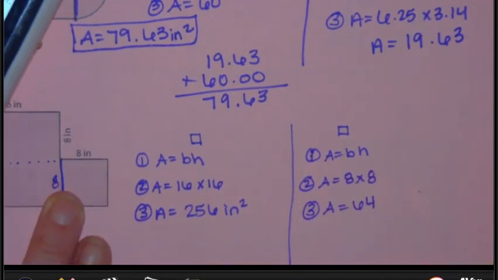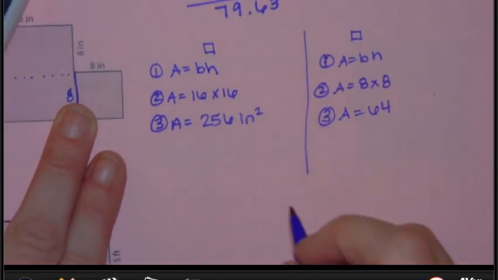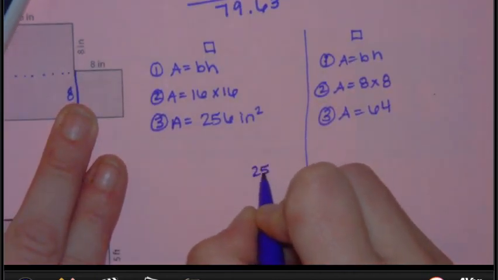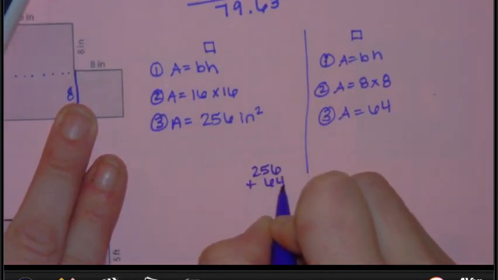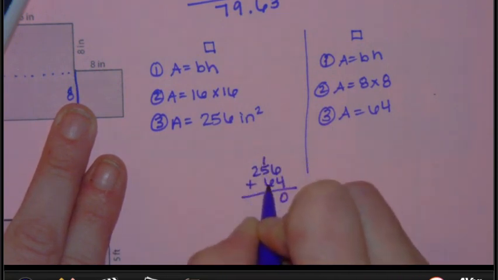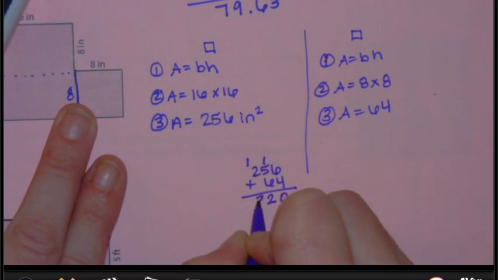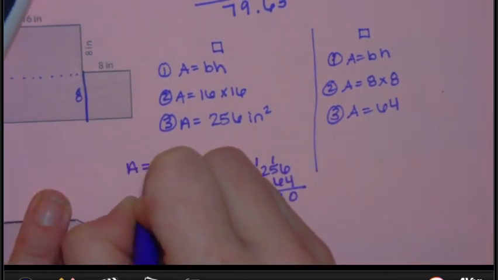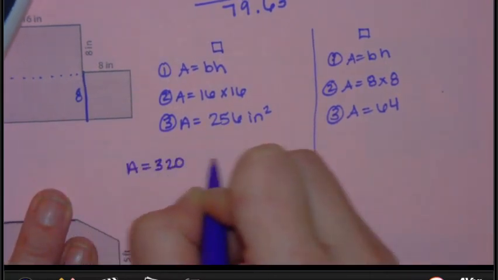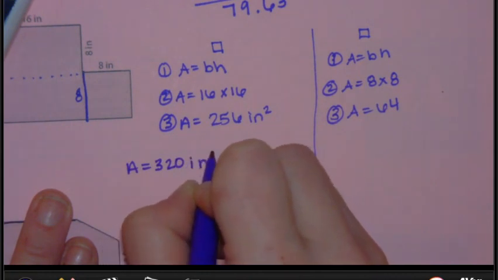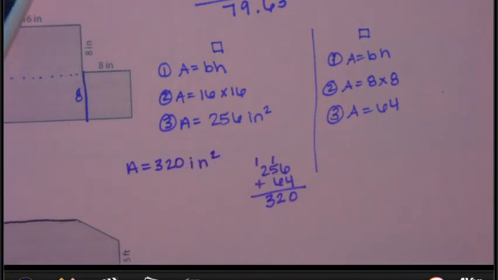And I have two figures, and they're both shaded, so I'm going to add these two numbers together. So I'm going to have 256 plus 64. Well, 6 plus 4 is 10, carry the 1. 5 plus 6 plus 1 more is 12. 2 plus 1 is 3. So my total area for this composite figure is 320 inches squared.